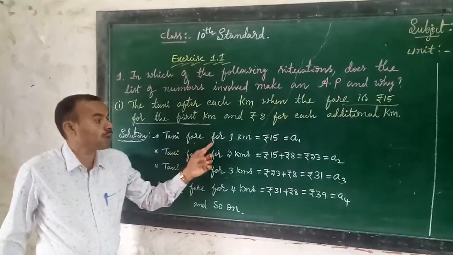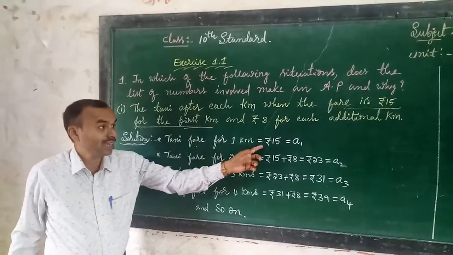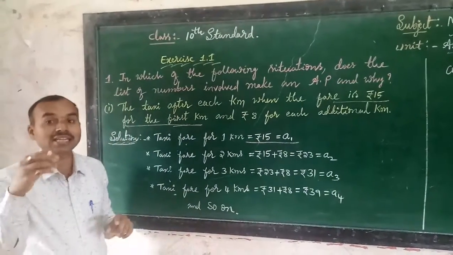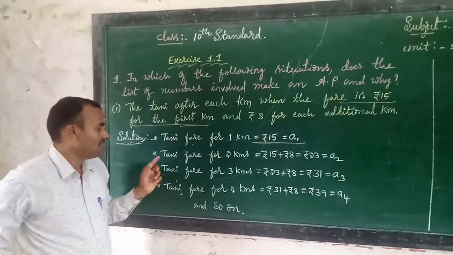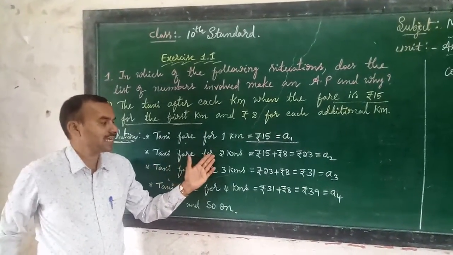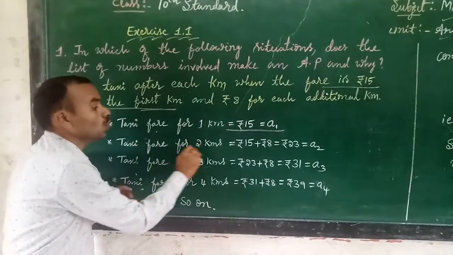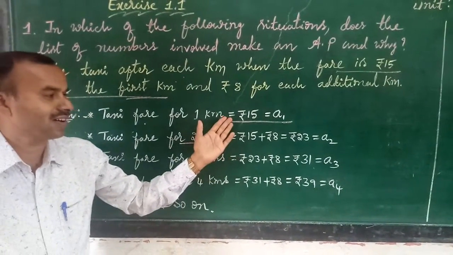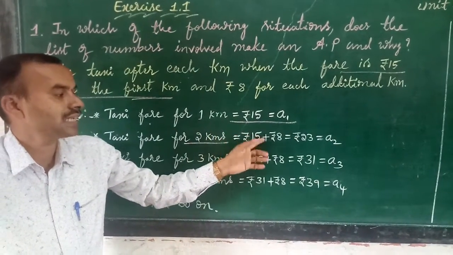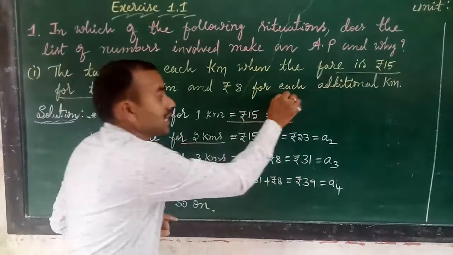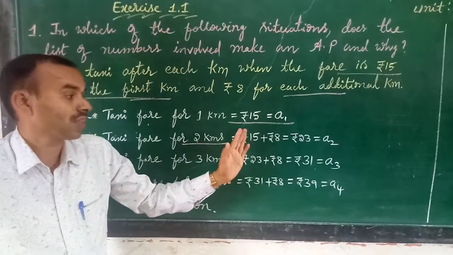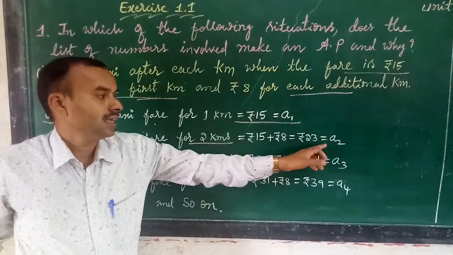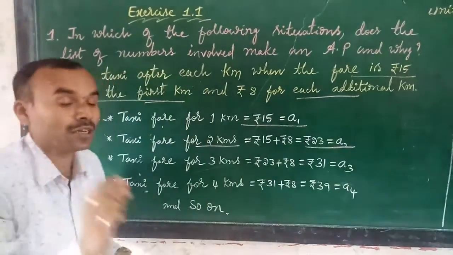Taxi fare for 1 kilometer, ₹15, is given. We call it A1, the first term. Taxi fare for 2 kilometers is 15 plus the additional ₹8 for each additional kilometer. 15 rupees plus ₹8 is 23. This is A2, the second term.